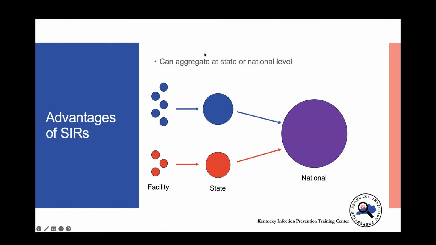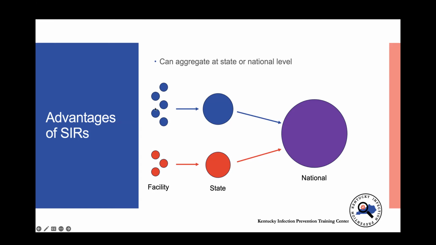So, one advantage is that the SIRs can be aggregated at higher levels. Within the facility, remember, you can have SIRs for each individual ward. But then you could take your facility SIRs and aggregate them at the state level. You could take your state SIRs and aggregate them at the national level. If you look at the data available from the NHSN, the HAI data has both national and state SIRs available that you can look at.